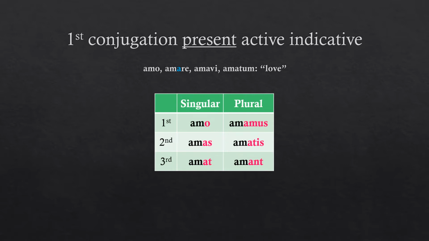Here are your present active indicative endings: amo, amas, amat, amamus, amatis, amant. Now let's break these down. Remember that to form present active indicative verbs, you take the verb's first principal part, in this case amo, and take off the o. This leaves you with the stem for the present system, so all you have to do is add the appropriate endings. These are essentially the same endings as third conjugation present active indicative verbs, but instead of short e turned i, we have a in front of the personal endings.